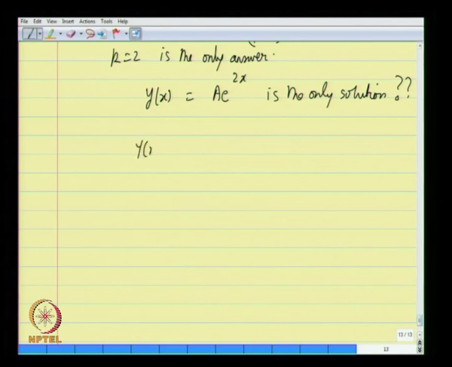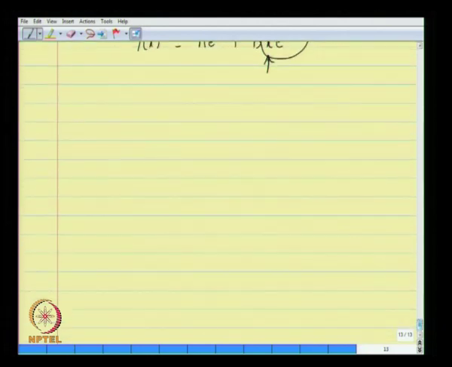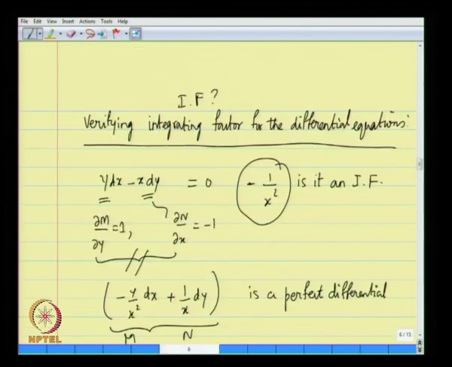Namely, we write this y of x as a e to the 2x plus a general form b times x e to the 2x. It will turn out to be only x and not x square or x cube, etcetera. You can easily see that. But if we have x times e to the 2x, that also will be a solution to this equation. So, let me just do this in a slightly different way.